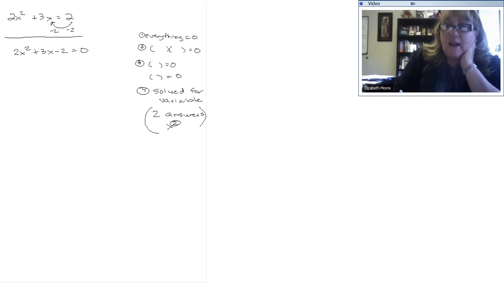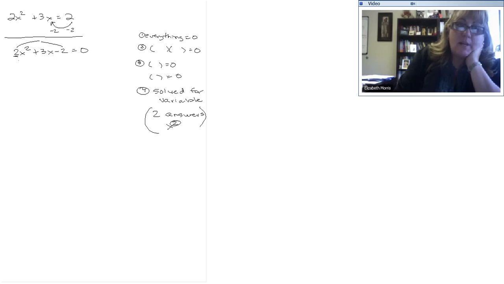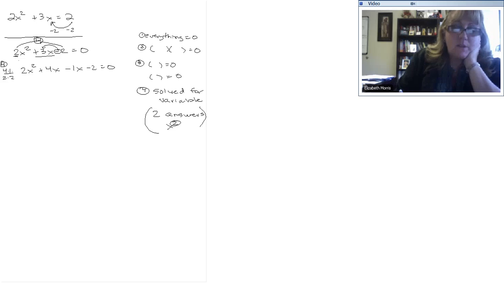Now I need to factor. There are 3 pieces, but it's not the easy kind. It's where we have to rewrite. We take the outside numbers, multiply them, and we get 4. So how do I rewrite 4? 4 is either 4 times 1 or 2 times 2. Which one of those sets subtract to give you 3? This. So if I rewrite 3x using 4x and 1x, I have to say 4x minus 1x. 4x minus 1x would give me 3x.